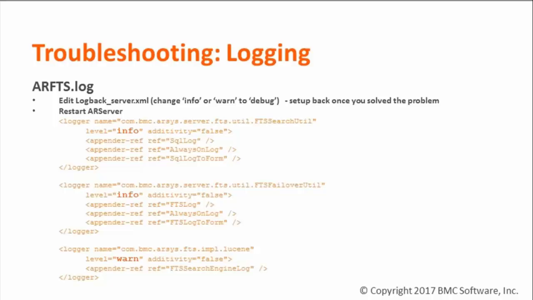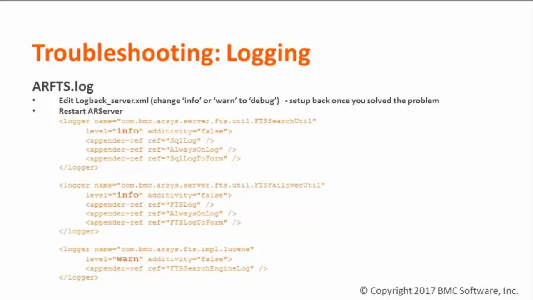In order to do that, you would have to edit the file called logback_server.xml, and you would change the 3 sections that are listed here from info and warn to debug. Now, once you do that, you do have to restart AR server for this to take place. So in the next few slides, when you see the value that comes out of this type of logging, when you do troubleshoot your own problems, you'll have to make a determination: is this the right log for me, and am I willing to restart AR server in order to get that log?